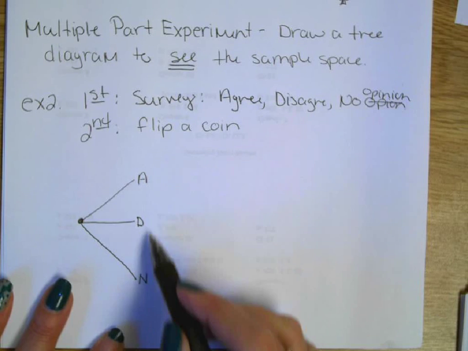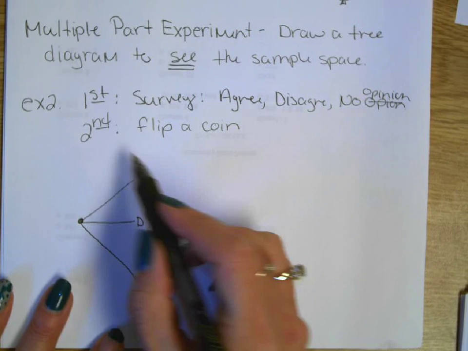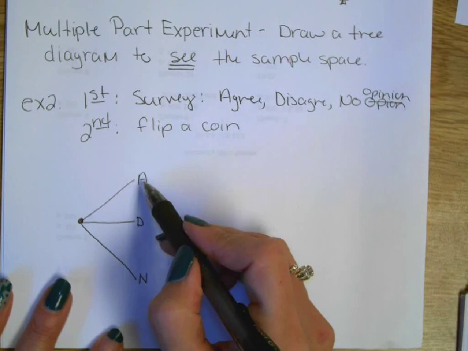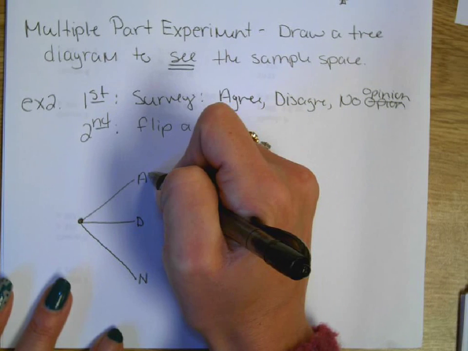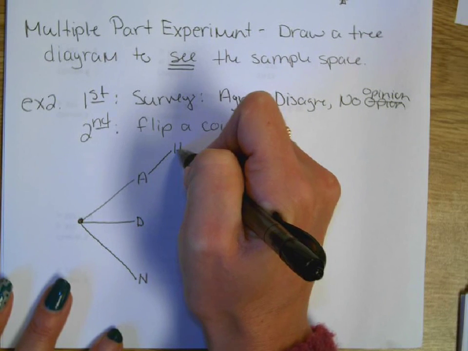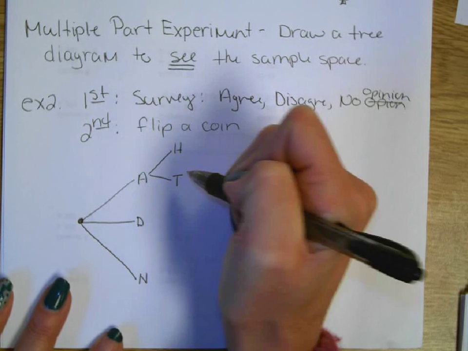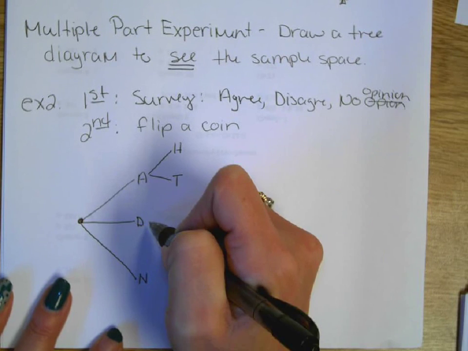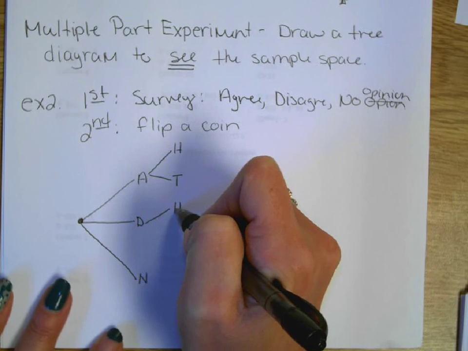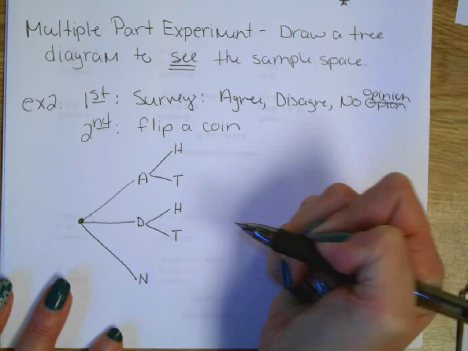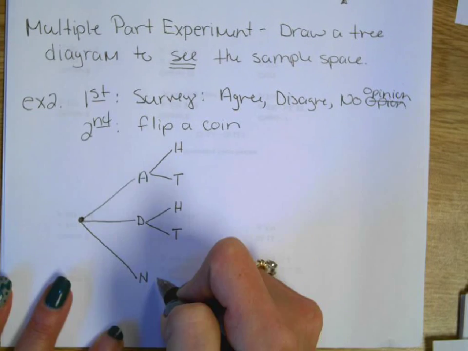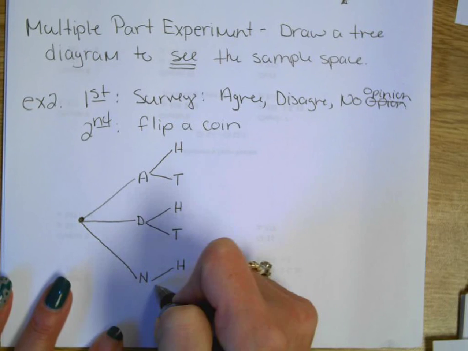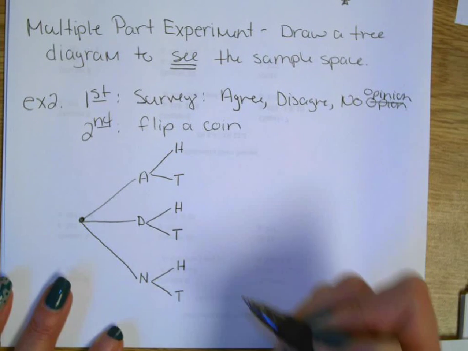Then off of each one of those results, you do the second part of your experiment. So if you picked agree, you still have to flip a coin. So you could flip a head or a tail. If you disagreed, you still get to flip the coin. You could flip a head or a tail. And then if you pick no opinion, you still flip the coin. You can flip head or tail.